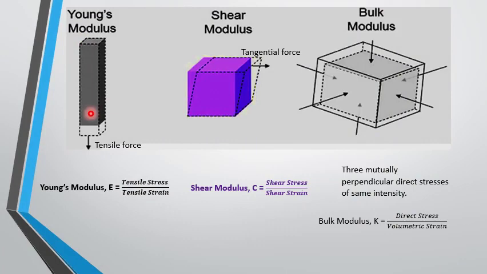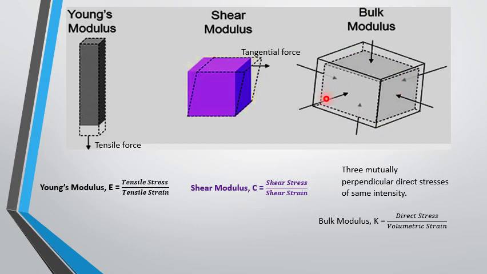So this is the Young's modulus, shear modulus and bulk modulus. So Young's modulus is denoted by the letter E and is the ratio of tensile stress to the tensile strain. So because the load acting on the workpiece is called tensile force. Next is shear modulus. The tangential force is acting on the object. So the stress induced inside the object is called shear stress. So shear modulus is the ratio of shear stress to the shear strain. It is denoted by the letter C or N.